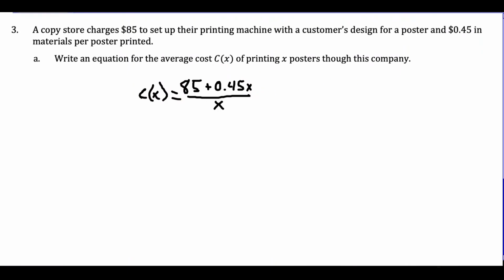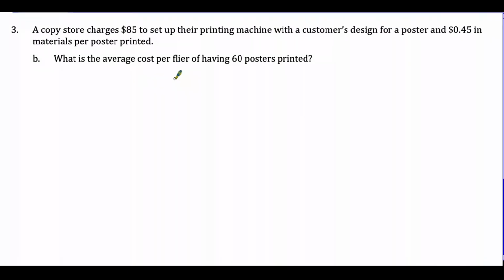For part B then, I want the average cost per poster if I get 60 posters printed. So I'm just going to take that equation that we just wrote, that function, and plug 60 in for x. So I'm just going to have 85 plus 0.45 times 60, all divided by 60.